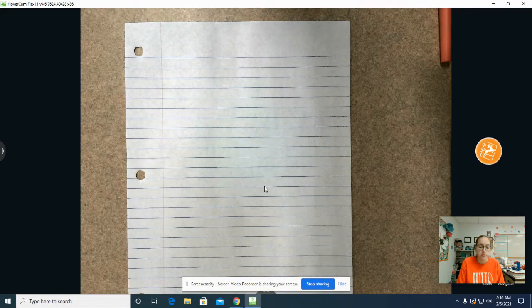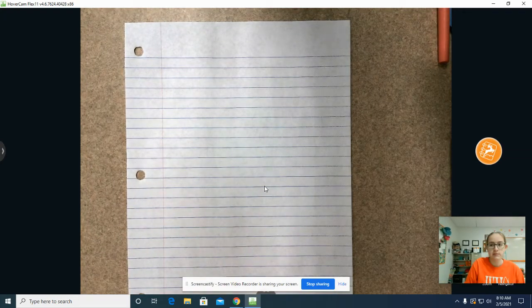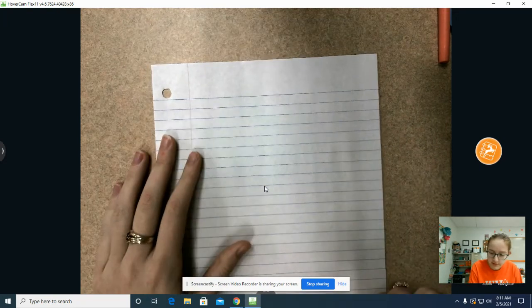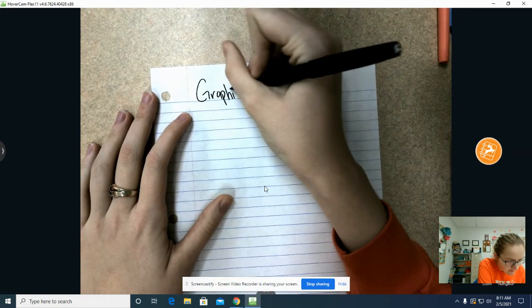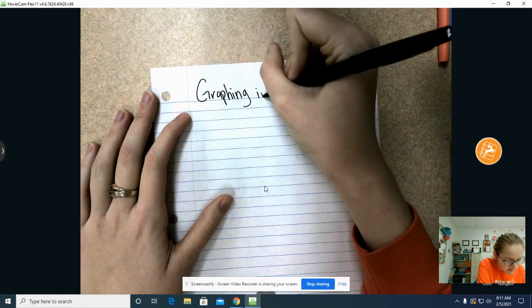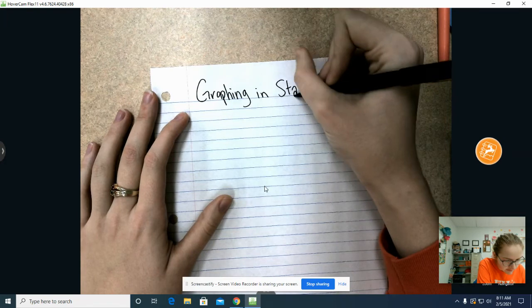We are going to move on to our next learning target, which is I can graph quadratics that are given in standard form. So for our notes today, let's scoot up and see if we can see me a little bit more. There we go. We can title those graphing and standard.